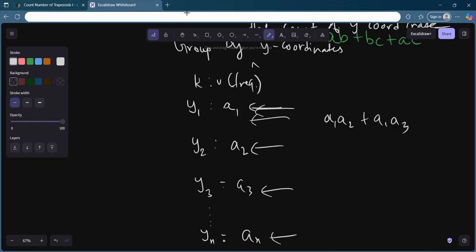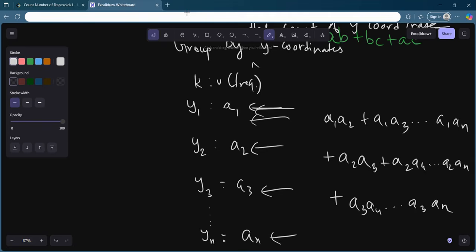Between this coordinate and so on, all the way till A1, AN. Similarly, between A2, A3 there will be a point. Again between, let's say, A2, A4 and so on till A2, AN. And again we will keep doing this, A2 A4 and so on till A3 AN, right? So this will be your answer.